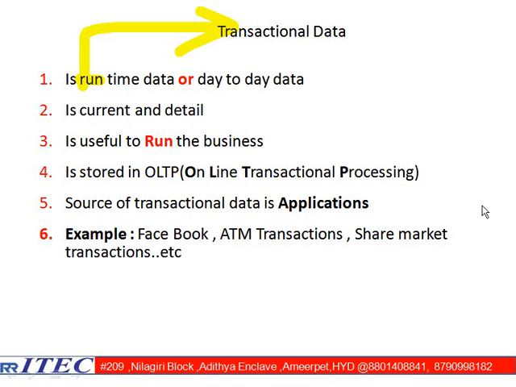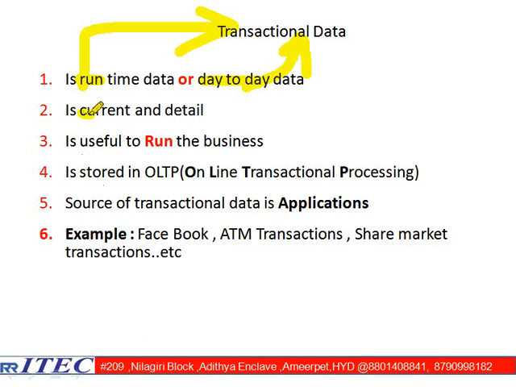Next point. Here we are also saying it is day-to-day data. What do you mean by day-to-day data? Suppose Monday I accumulate some data, Tuesday I accumulate some data, Wednesday I accumulate some data. Every day it is a continuous process of getting data, right, sir? That's why it is called day-to-day data.